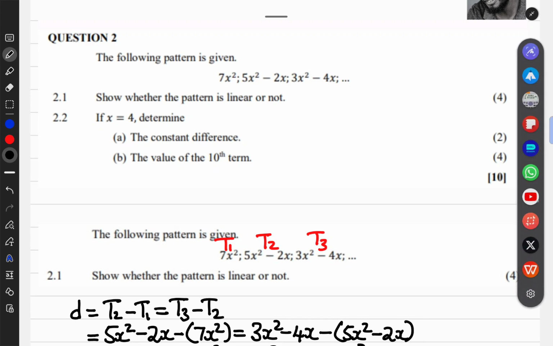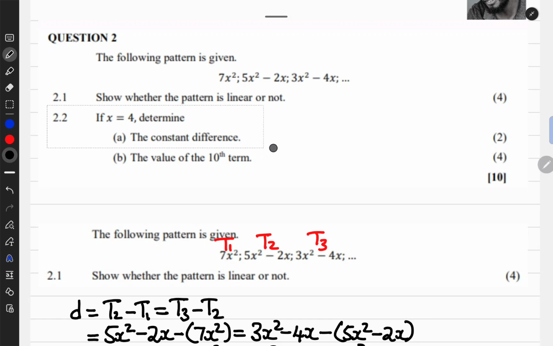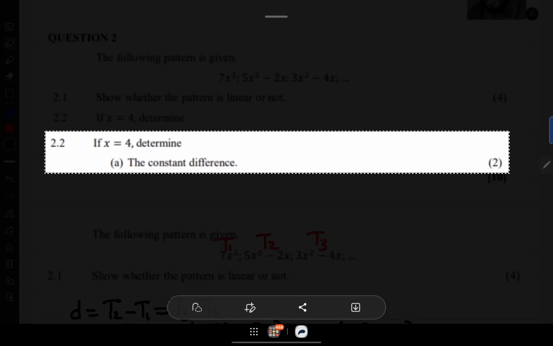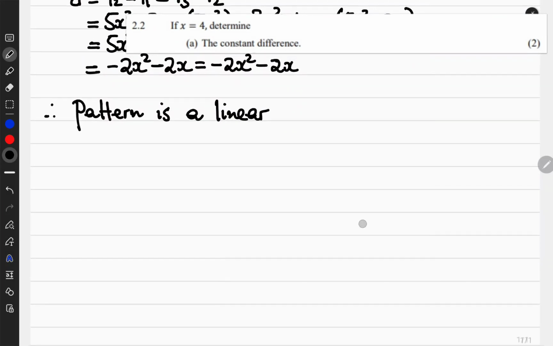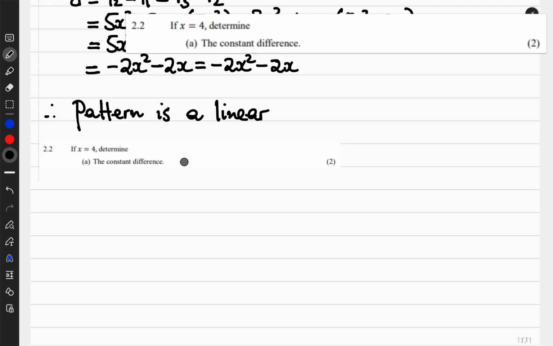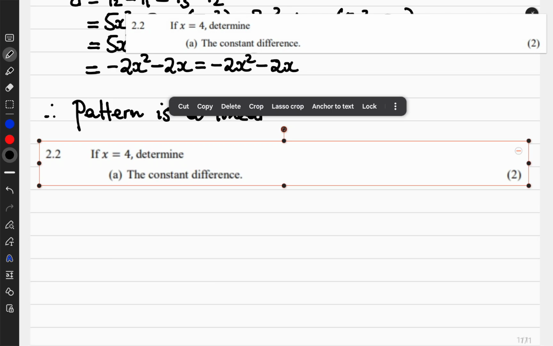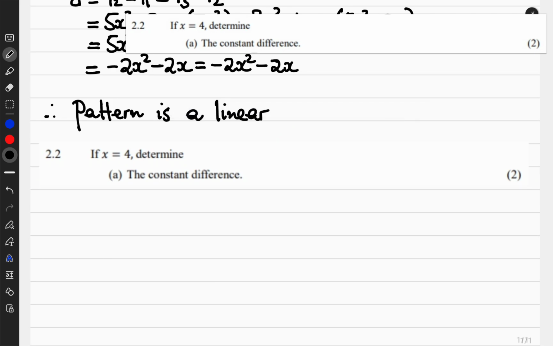Here's our second question. They say if x equals 4, we need to determine the constant difference.